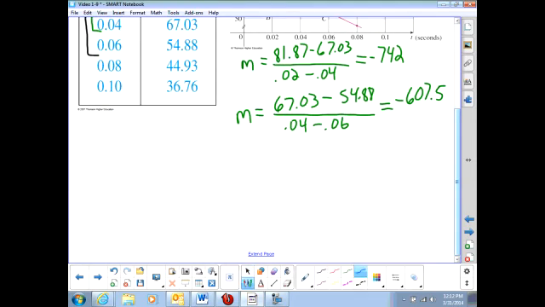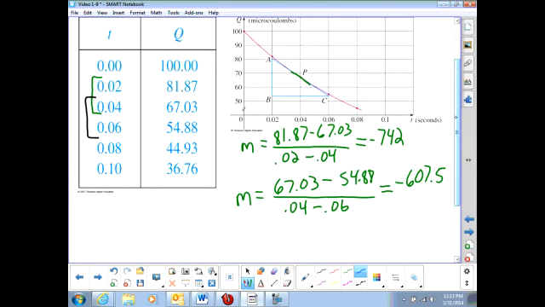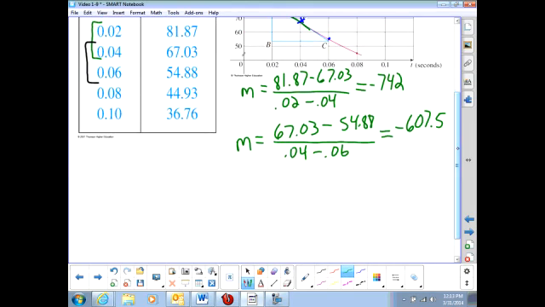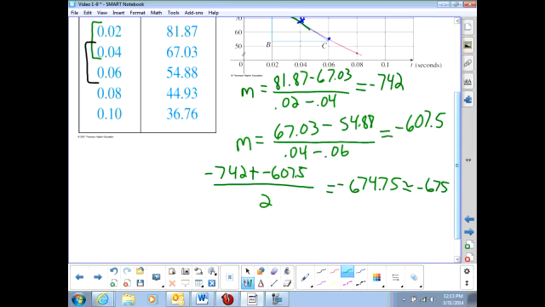So really what we found is two different secant lines. We found the secant line from here to here, and then we also did it from here to here. And we're going to take the average of those two slopes, because one should be a little too steep, one should be a little too flat. So if we average them out, it should be a pretty good representation of our slope exactly at 0.04. So we'll just do negative 742 plus a negative 607.5 all over 2. And that will give us that our slope is negative 674.75. So in other words, about a slope of negative 675.